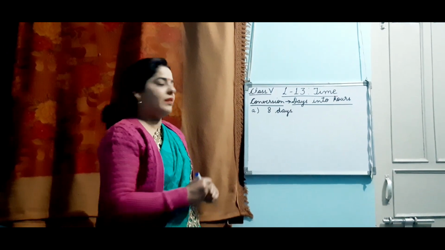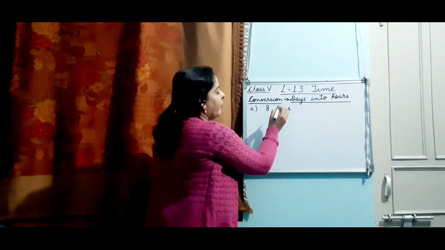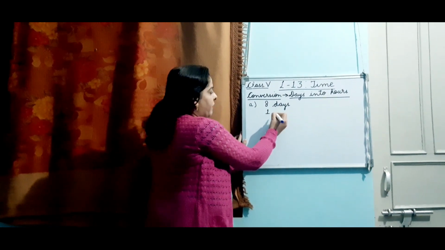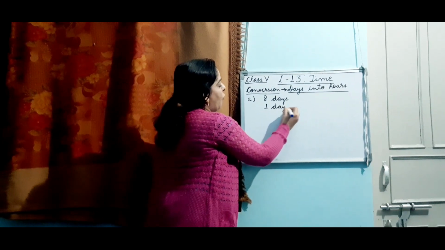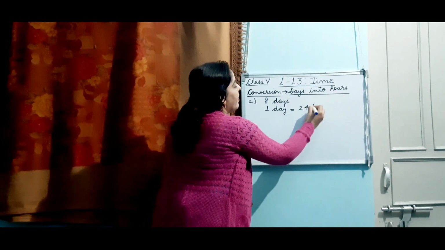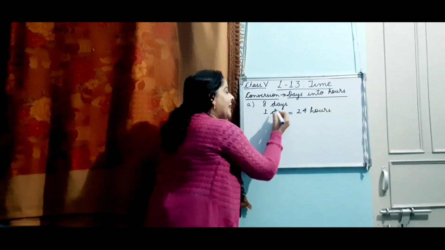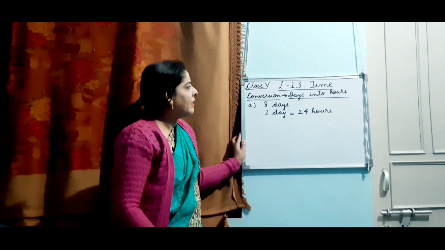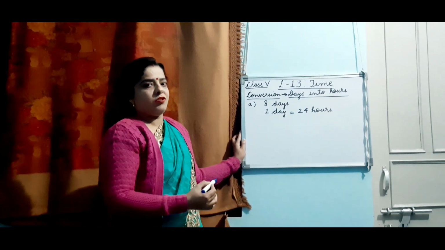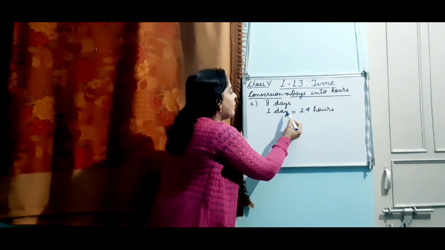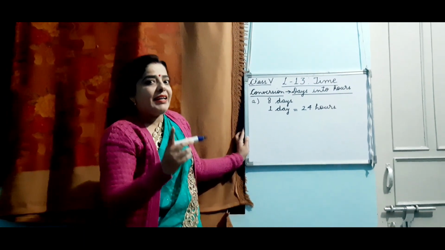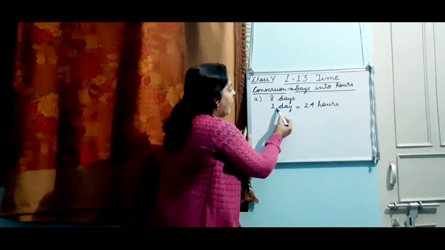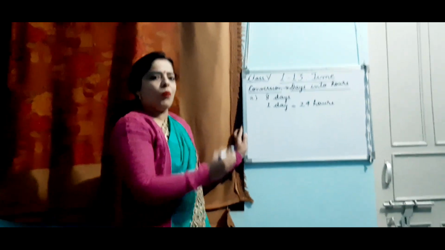So when the bigger thing is given, the first thing we will write is the time fact related to days and hours. And when we write the time fact, we will write the bigger thing first. 1 day, how many hours? 24 hours. Remember, we will write the time fact which is involved in the conversion. Like here, days and hours are involved, so we will write the time fact related to days and hours. And since days is what is given in the question, we will write the time fact starting from day. So 1 day is equal to 24 hours.